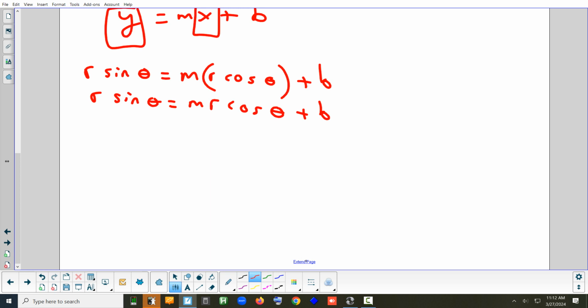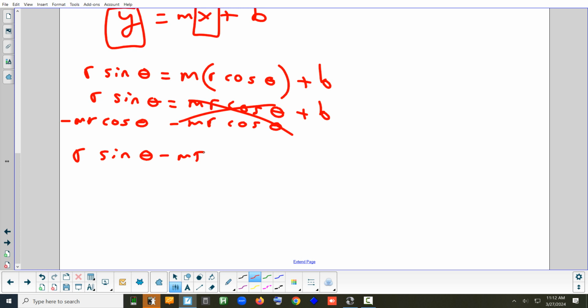Minus mr cosine theta. Yes. So you got a minus mr cosine theta, minus mr cosine theta over here. Okay, mr cosine theta is gone. Now we have r sine theta minus mr cosine theta. Okay, so now we got all the variables on the left. What can I do now with what's on the left? Focusing on the r's.